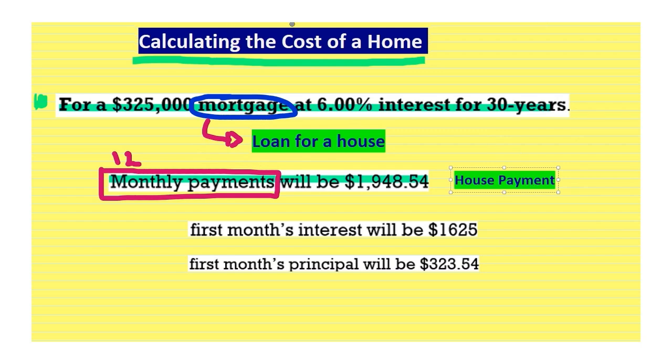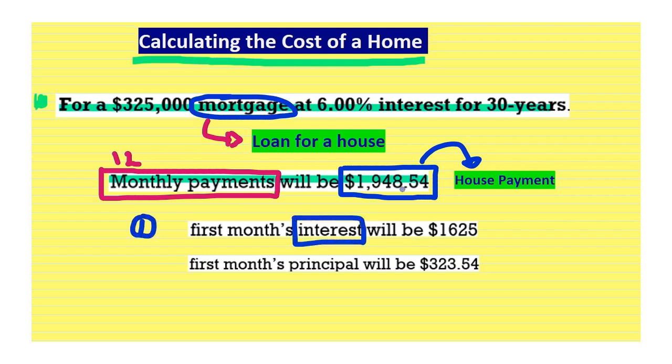So the house payment, again, here says that it is $1,948.54. But 100% of that does not go to the house payment. We want to think, oh, well, I'm paying $1,948 on my house. No, that is not what is happening. It is allocated into two different pots. The first pot is going to be the interest pot. The interest, which comes out of that $1,948 figure, is going to be $1,625.